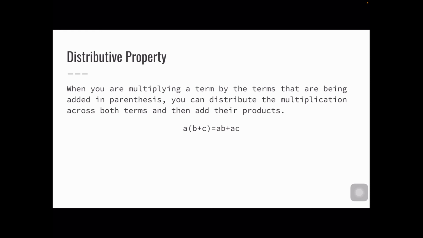And then last but not least, we have the property that we've been working with for a very long time now, which is the distributive property. The distributive property tells us that when you're multiplying a term by terms that are being added in parentheses, you can distribute the multiplication across both terms and then add their products. What does that mean? Exactly what we know how to do before. If I have 2 times parentheses 4 plus 3, I can do 2 times 4 plus 2 times 3, and it'll always give me the same answer.